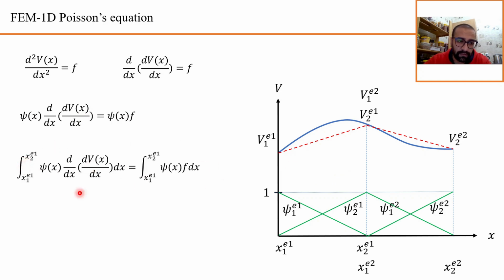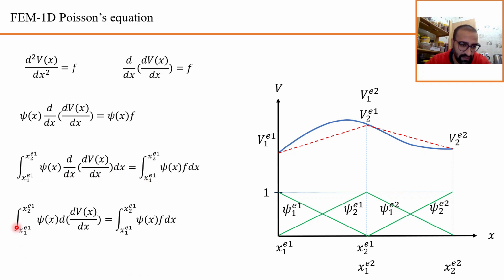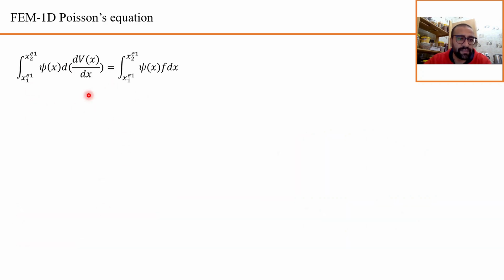Okay, it means that here I need to integrate from x1 to x2 this, and the right hand side I want to integrate from x1 to x2 this function dx. Yeah, and if you notice, we have a dx here and we have a dx here, therefore these cancel each other, and after that we have the same equation. Yeah, and we can simplify this equation using integration by parts.